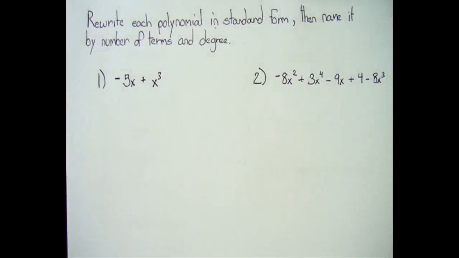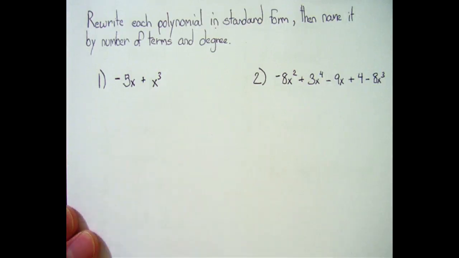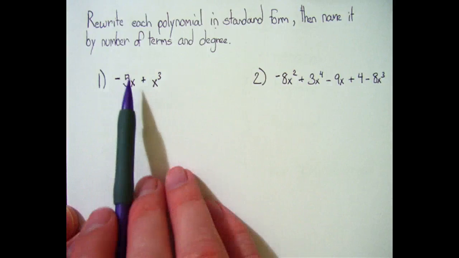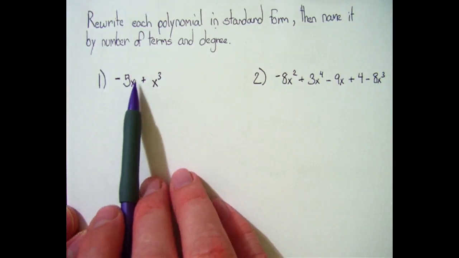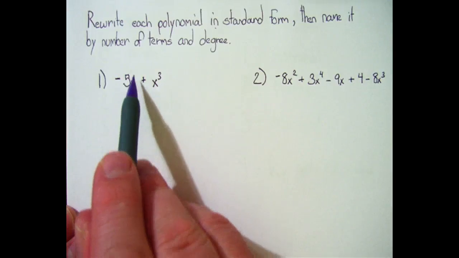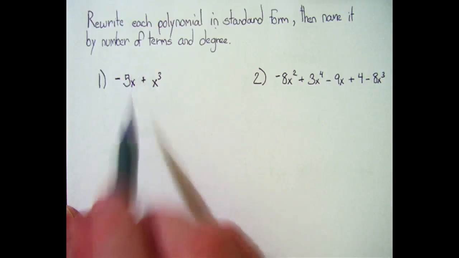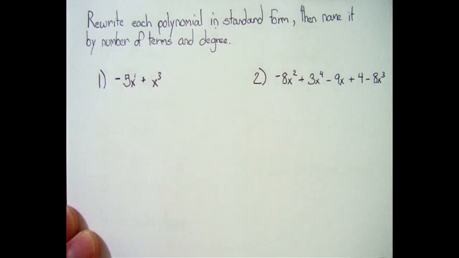Rewrite each polynomial in standard form, then name it by number of terms and degree. So first we're going to look at these and we're going to put them in standard form. And to put them in standard form, what you want to do is look for the exponent on the variable. Now here the variable is x. There's no exponent there. So if I want to, I can think about there being an implied 1.